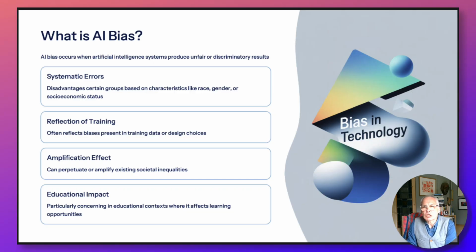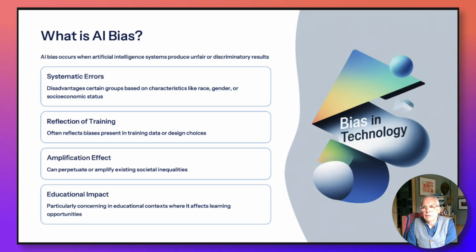AI bias isn't just a technical problem, it's an educational equity issue. When an AI system consistently provides different quality responses based on gender, ethnicity, socio-economic background, or other characteristics, that's bias in action. Think of it this way. If you asked an AI writing assistant to suggest career paths for students and it consistently suggested nursing for girls and engineering for boys, that's bias.